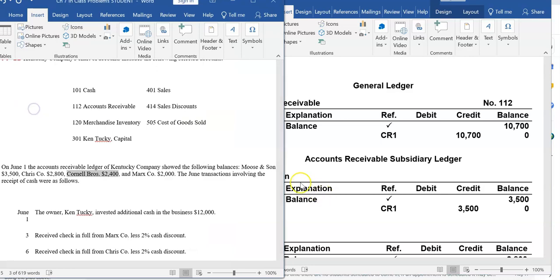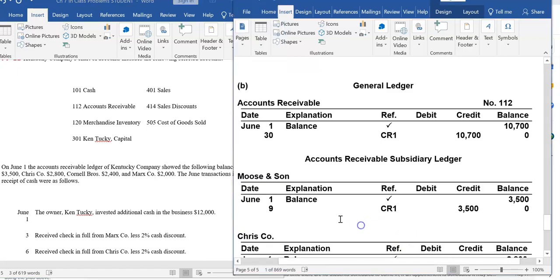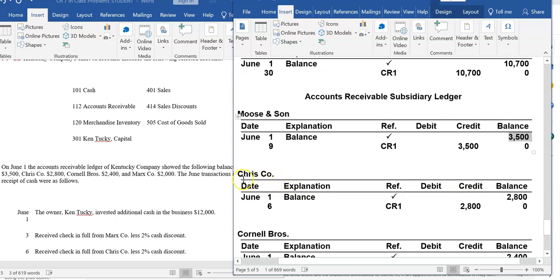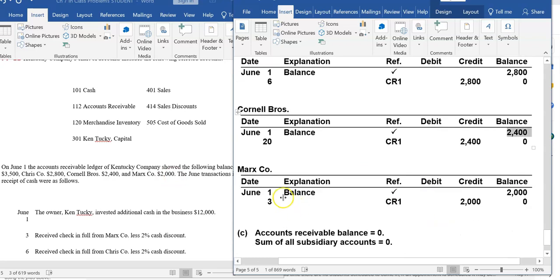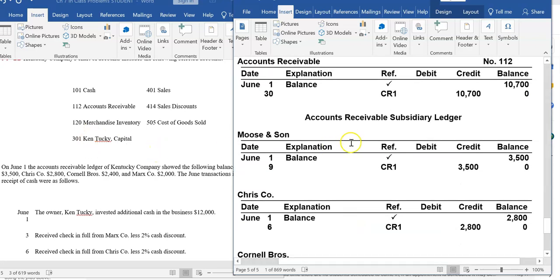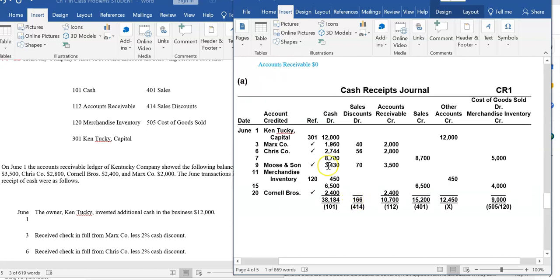Then we need to enter the balances for each of those customers' account balances in the subsidiary ledger. So here is Moose and Sons balance of $3,500. Here is Chris Company's balance of $2,800. Here is Cornell Brothers balance of $2,400. And here is Mark's Company balance of $2,000. Now we are going to post the transactions into these subsidiary accounts.